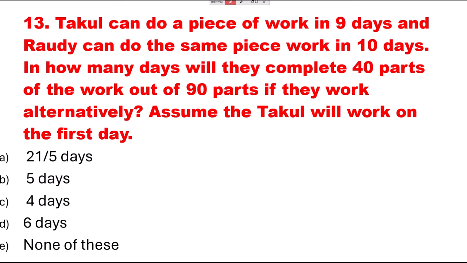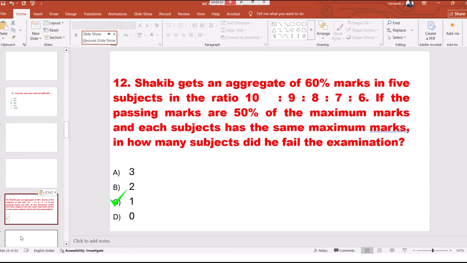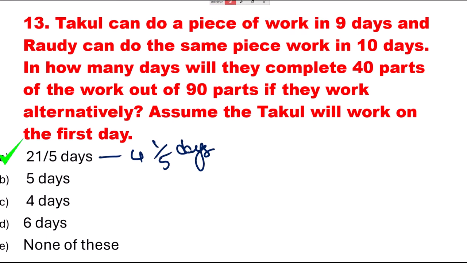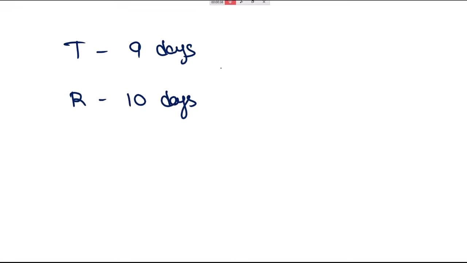Time and work question, which is very much favorite for you people, you can handle. Yeah, 21 by 5 can be written as 4 1 by 5. Right. See, total 90 parts. In fact, that's what we have also assumed in general while solving the question. Thakul takes 9 days and Rowdy takes 10 days, likewise they given. Alternate days concept will apply. So yeah, we have to assume some work, but they given already in the question 90 parts. So work is 90 parts.